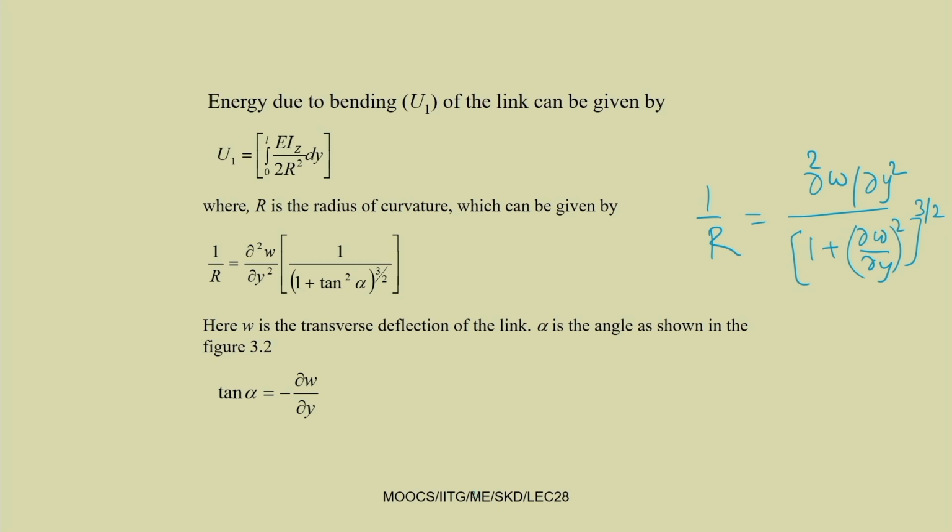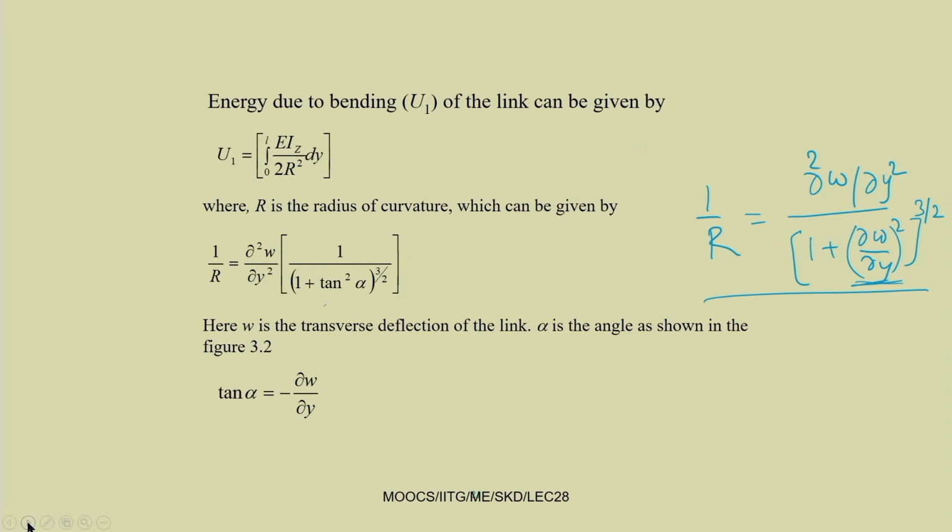This is the expression for curvature that you have seen from calculus. So 1 by r equal to del square w by del y square divided by 1 plus (del w by del y) whole square to the power 3 by 2. Many times in linear vibration, del w by del y can be neglected with respect to 1, as it is very small. In that case the denominator becomes 1 and 1 by r equals del square w by del y square. Here w is the transverse deflection of the link, and alpha is the angle as shown in the previous figure.